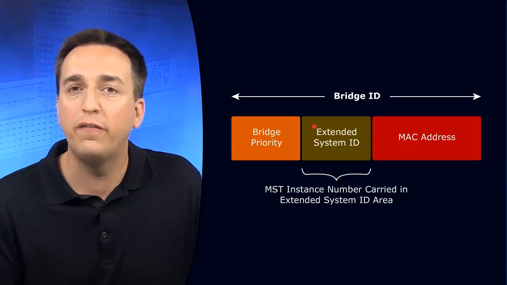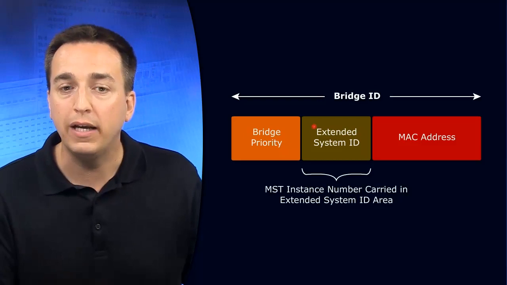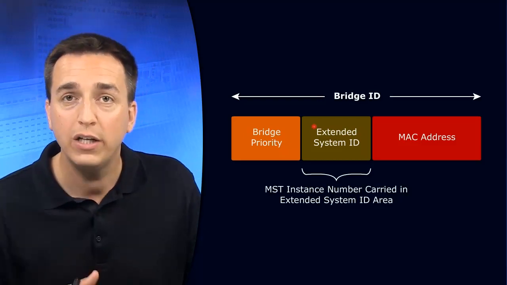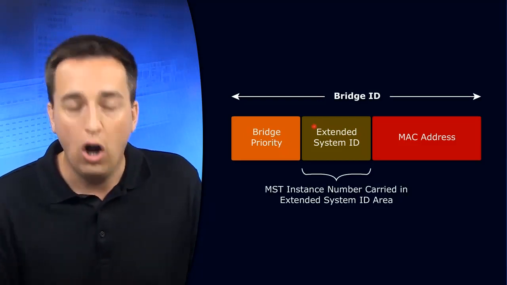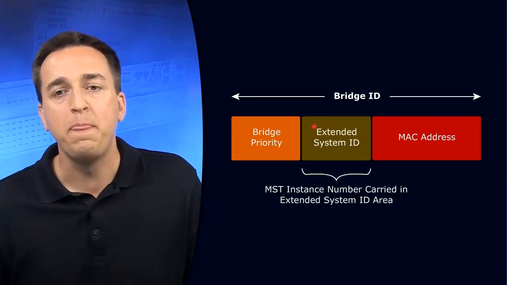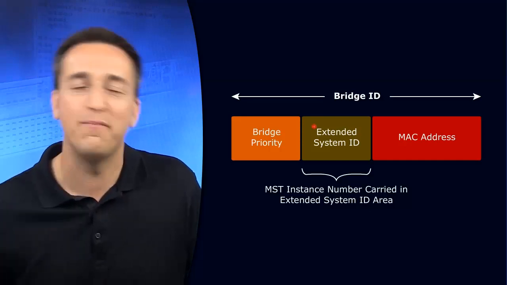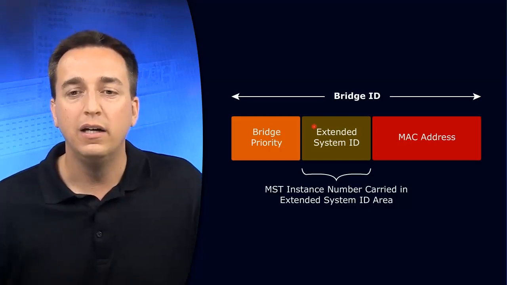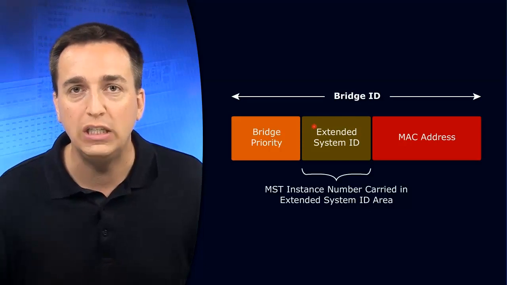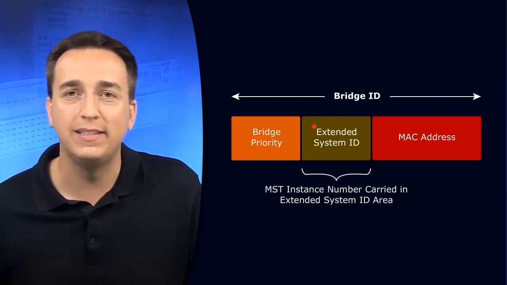And based upon the fact that the VLAN to instance mapping is locally stored on all the switches, then based on this instance number that's carried in the bridge ID, that can be compared to the database that has the instance to VLAN mappings, and the spanning tree topology can be built from there for all of the different MST instances.